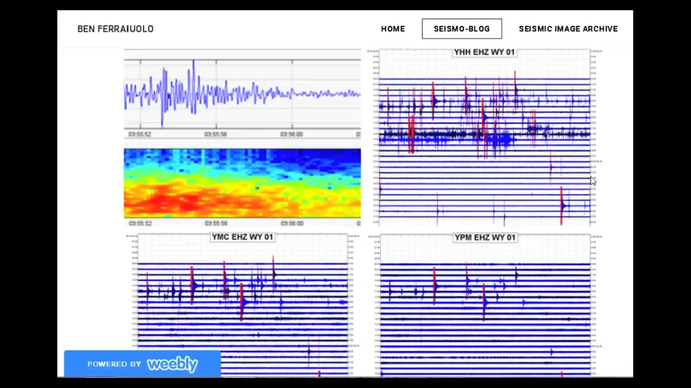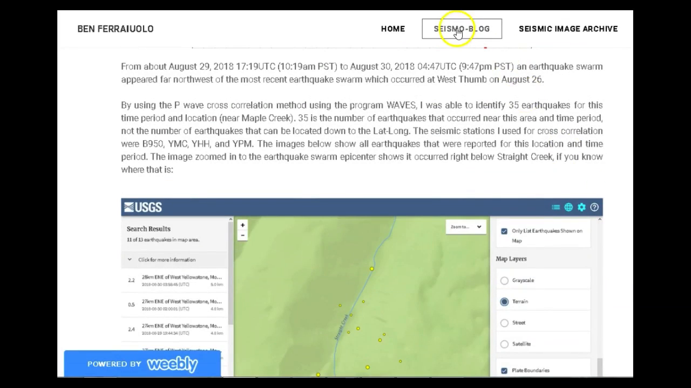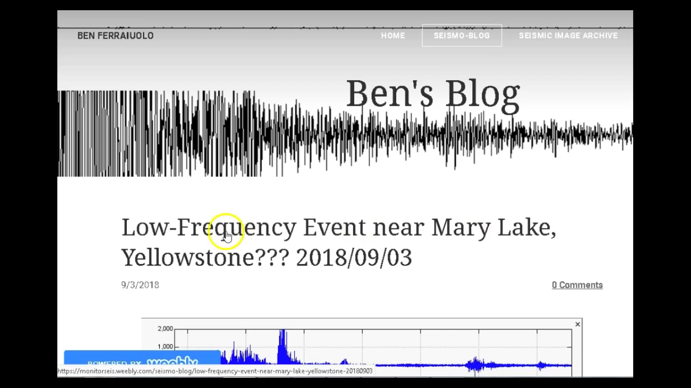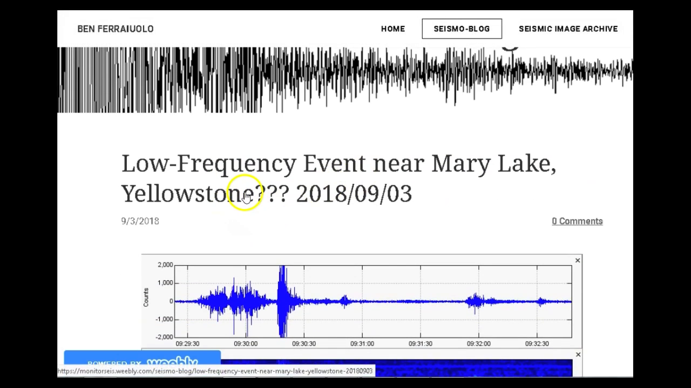And I already did the volcano update. So, as you can see, the swarms were not major, but the rapid succession characteristics of the events at West Thumb are of great concern to me. Finally, let's talk about the recent low-frequency event that appeared to have occurred near Mary Lake. So let's go to low-frequency event near Mary Lake, Yellowstone.